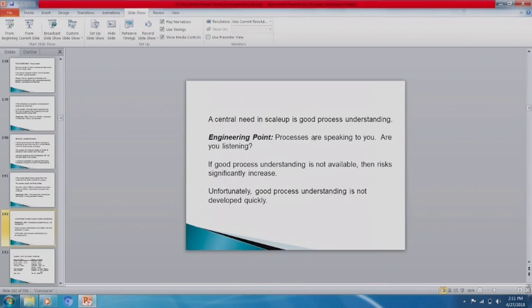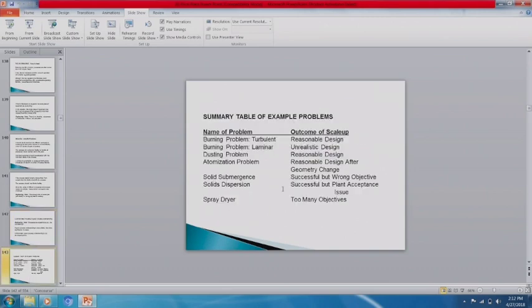The processes are speaking to you. Are you listening? If good process understanding is not available, then risks are going to increase significantly. And good process understanding is not developed quickly. It's not developed quickly. So here we have our various problems that we worked.